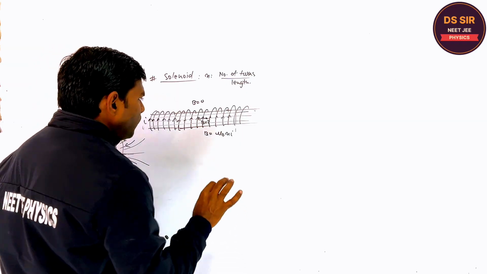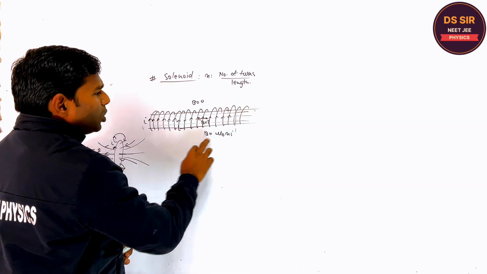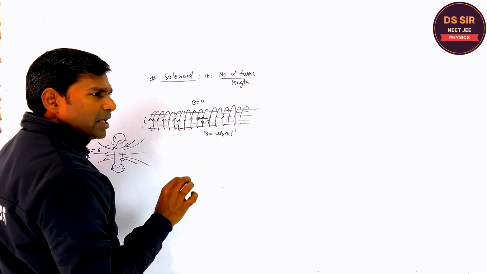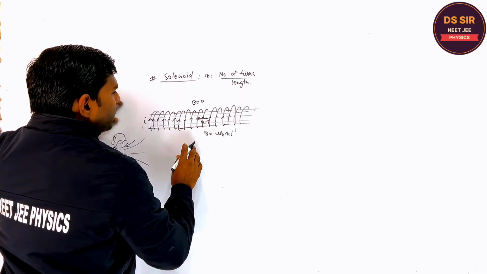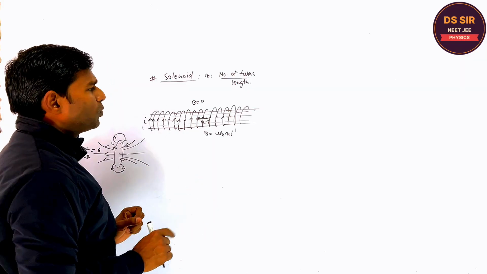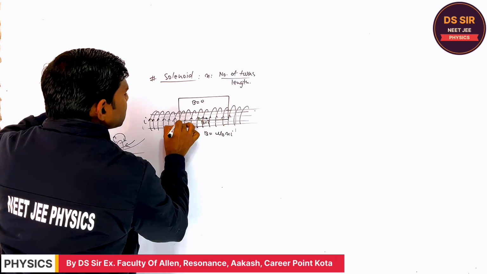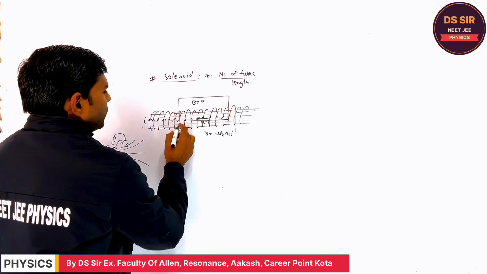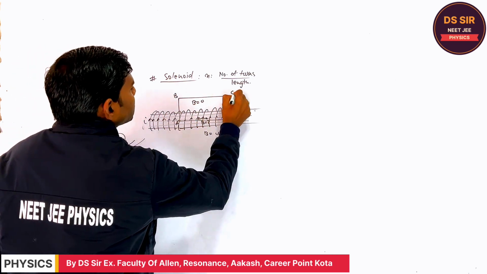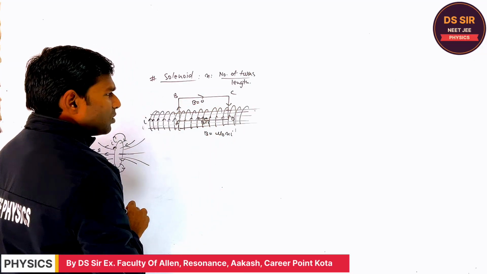To prove that the magnetic field inside the axis of the solenoid is mu naught n I, we will take the help of Ampere's law. To apply Ampere's law, we have to choose an Amperian loop. Here, we will take the Amperian loop as this rectangle. This is A, B, C, D. This is the Amperian loop.